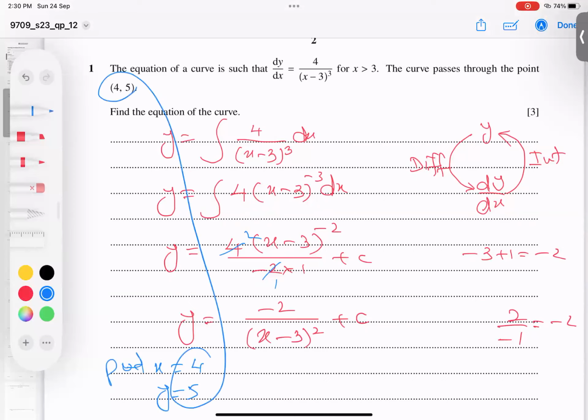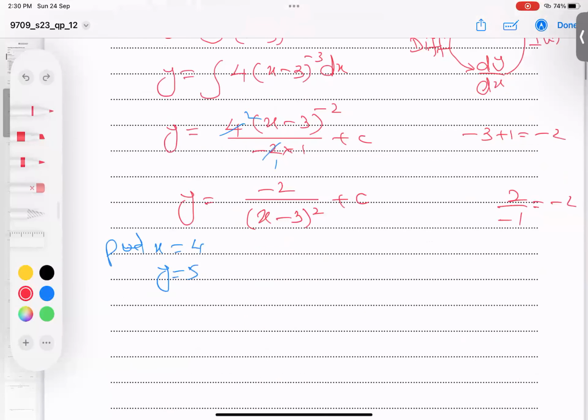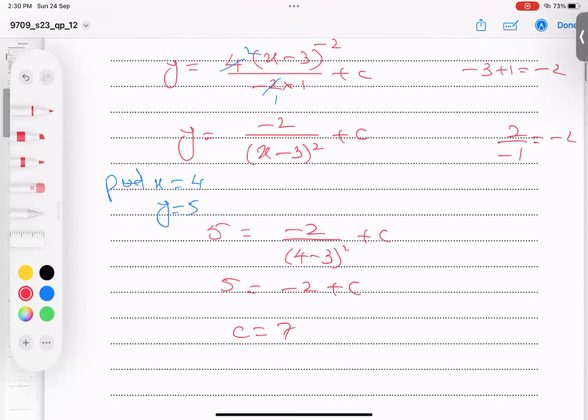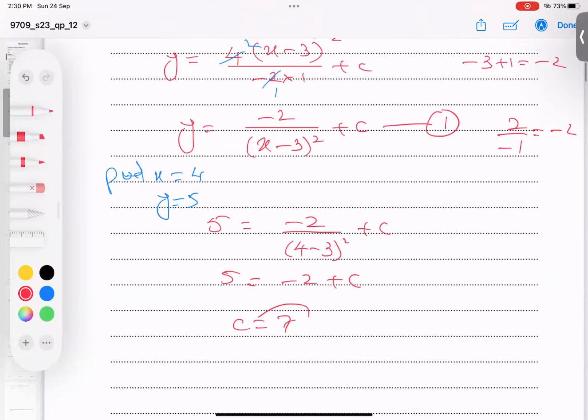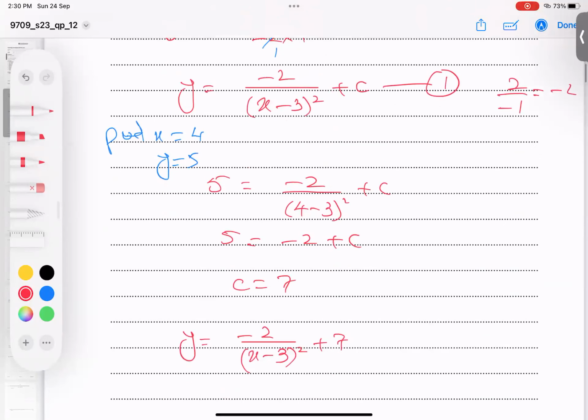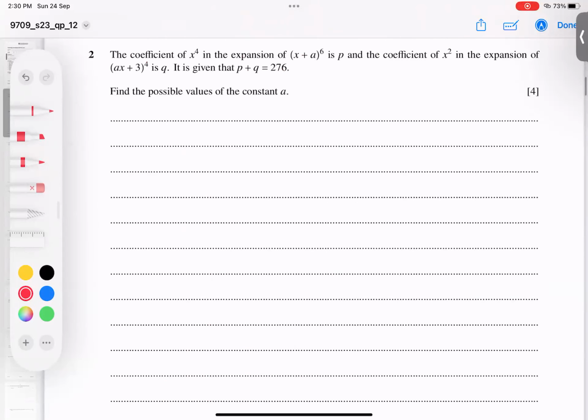Okay, now I can put x value 4 and y value 5. From where did I get it? From here. So when I plug in 4 and 5, negative 2 over (4 minus 3) is 1, 1 squared is 1, and I get negative 2. Negative 2 goes to the left-hand side and becomes 7. So plug it back in equation number 1. This will come here. And alhamdulillah, I believe you understood, inshallah. And this is our final answer. So this question is over, and let's go to the next question.